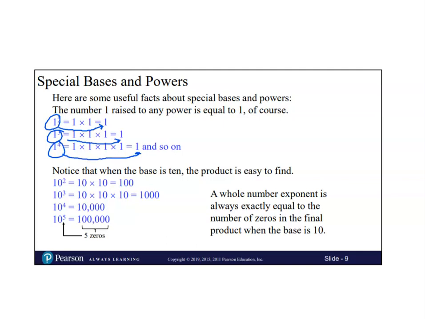10 squared. Notice that when the base is 10, the product is easy to find. 10 squared is 10 times 10. There are 2 zeros here. 10 to the third, 3 zeros. 10 to the fourth, 4 zeros after the 1. 10 to the fifth, 5 zeros. A whole number exponent is always exactly equal to the number of zeros in the final product when the base is 10.